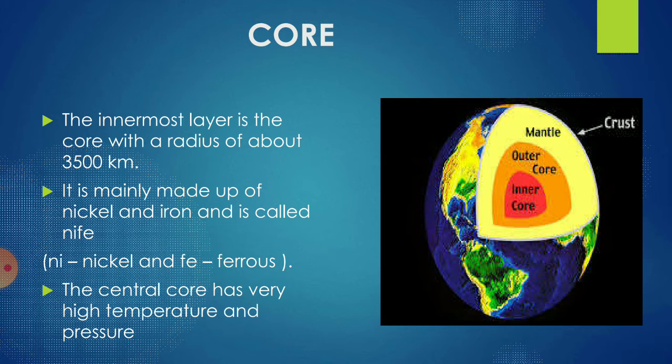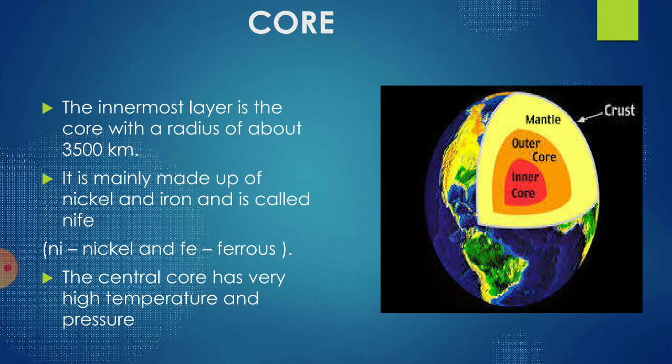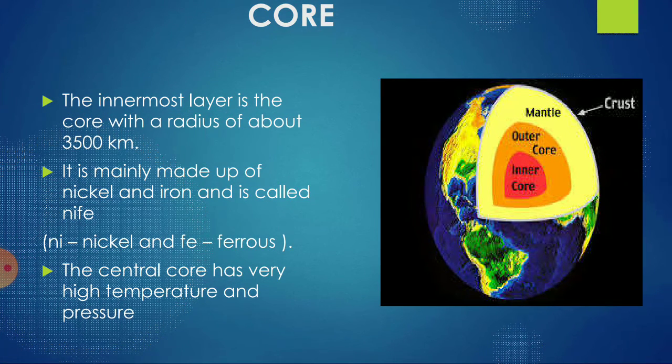The central core has very high temperature and pressure, right? So the temperature of this layer varies between 2200 degrees Celsius to 5000 degrees Celsius. So it is very hot. It has very high temperature at the center of the earth. The average density ranges between 5.0 gram to 13 gram per cubic centimeter.